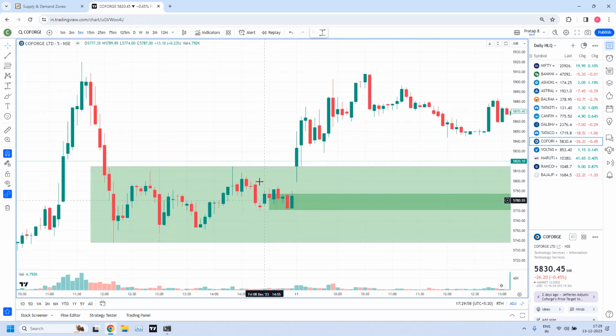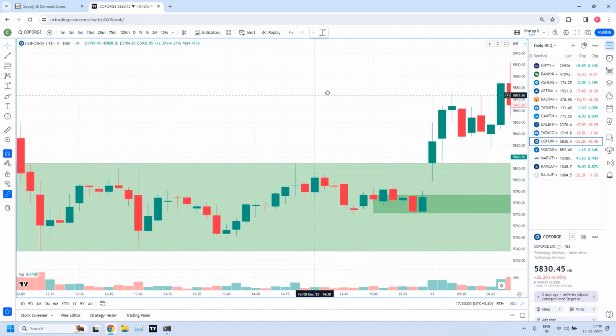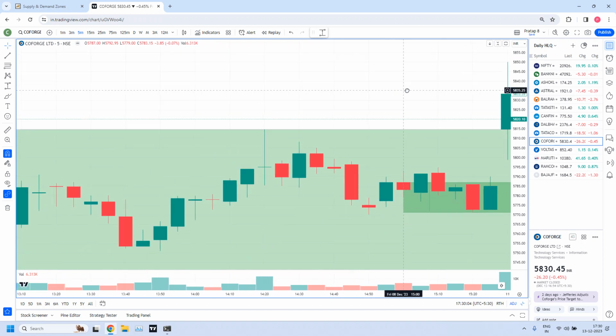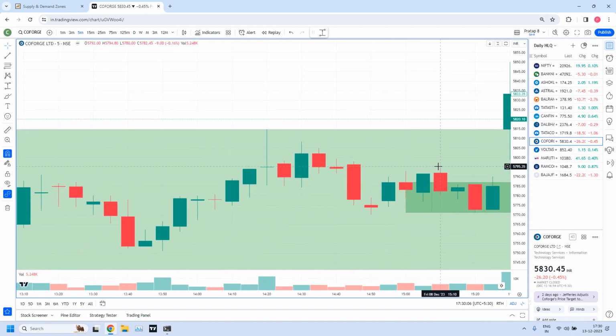See the candles, how they are looking. It looks like a drop candle, a base candle, and again a drop candle. It is looking like what? A supply zone inside the demand zone. After that, this supply zone is broken with this candle. What kind of candle is it? It is a leg candle.